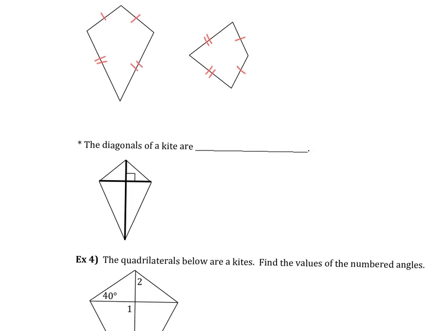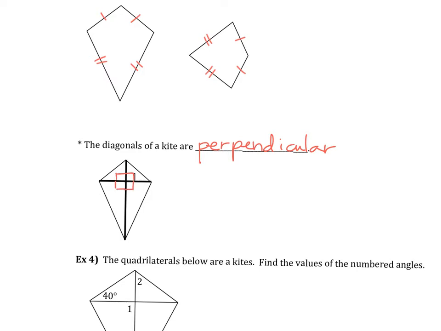This says the diagonals of a kite are perpendicular. What other figure has perpendicular diagonals? Not a rectangle, a rhombus, right? So a rhombus, which includes a square, and a kite all have perpendicular diagonals. I didn't make my blank big enough for me. So this is 90 degrees, but that means all of these are 90 degrees.